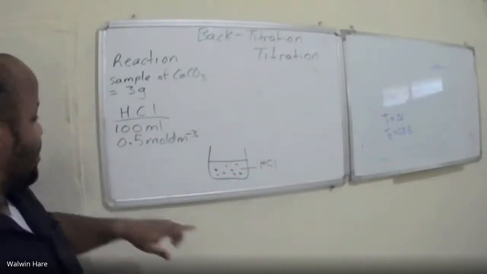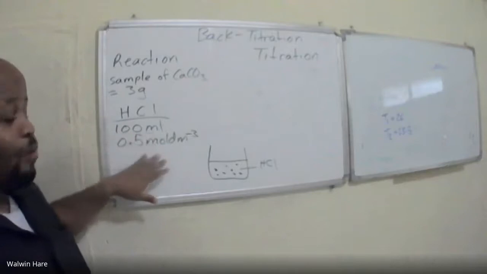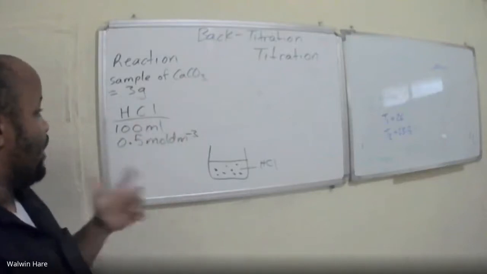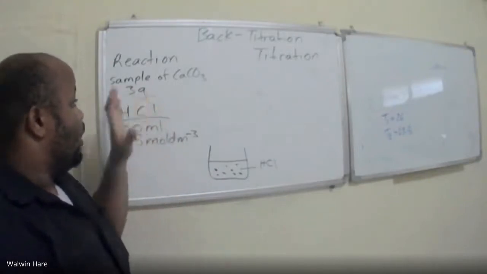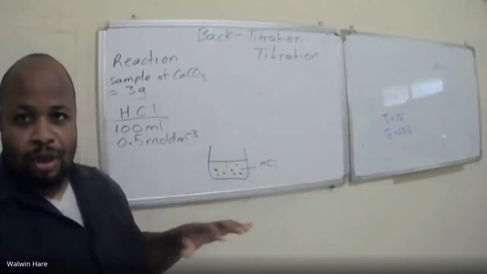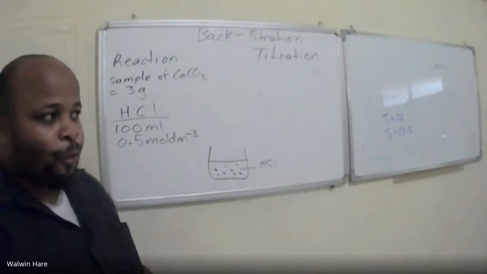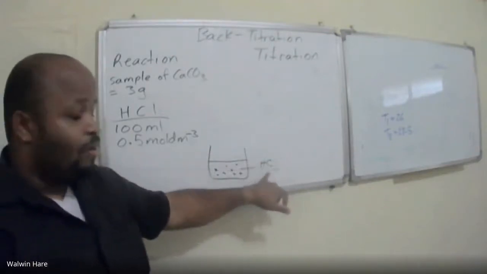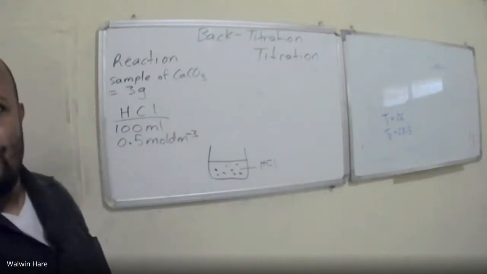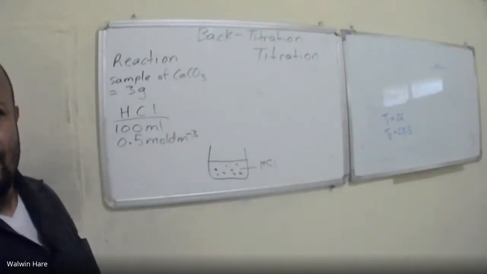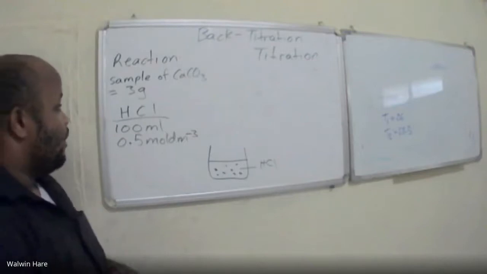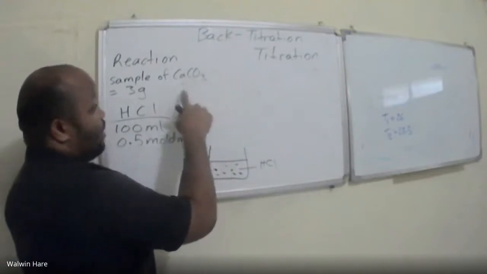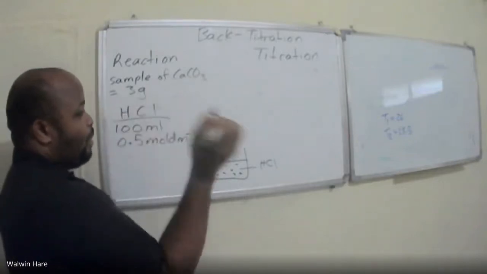Now remember, we have excess hydrochloric acid. So when the reaction has completed, the calcium carbonate would have reacted completely. However, not all of the HCl would have reacted. Now, what we're doing here, we need to find out the amount of calcium carbonate present.